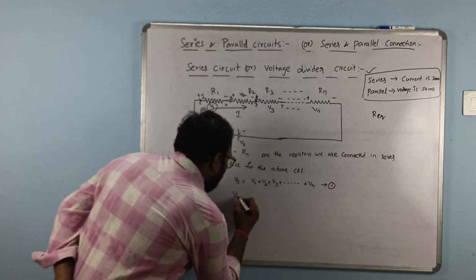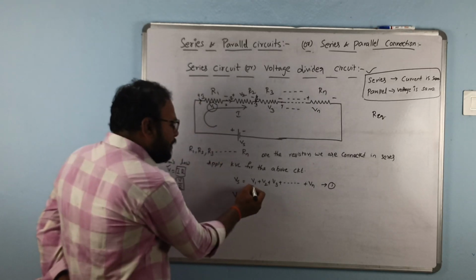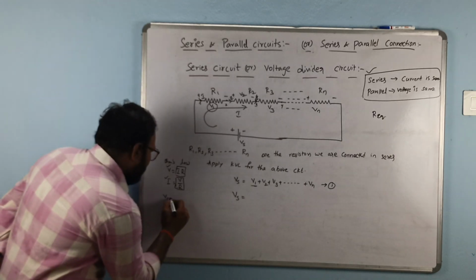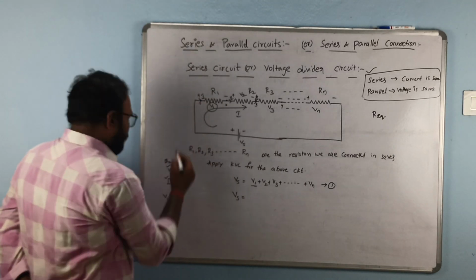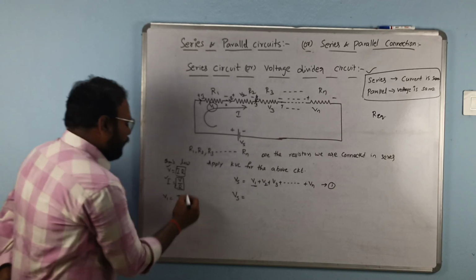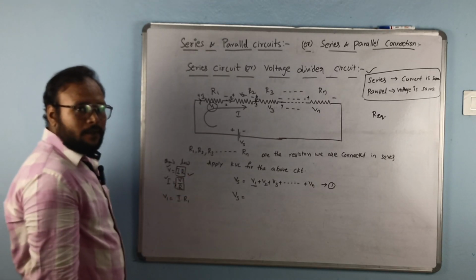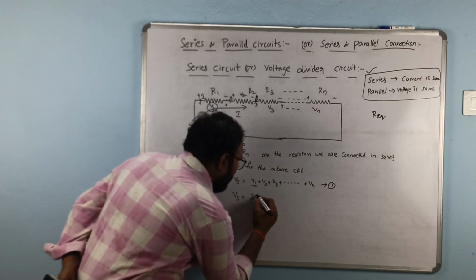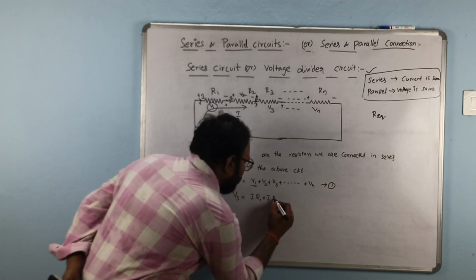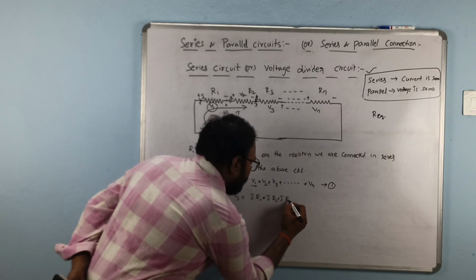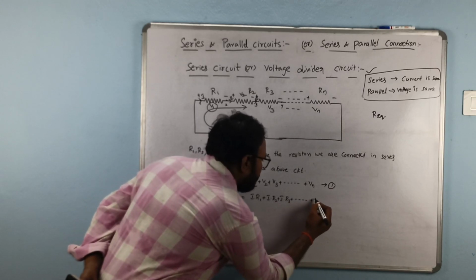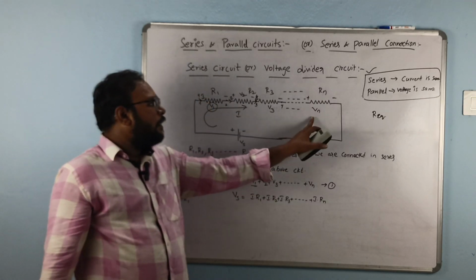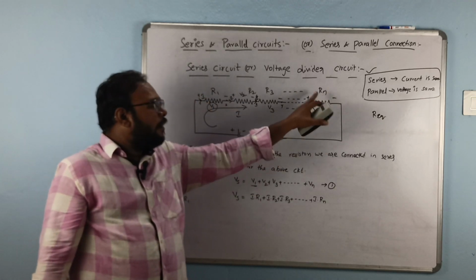So Vs equal to, what is this V1? Already we discussed in the previous video. V1 is equal to I into R1, we know that from Ohm's law. Write that: I into R1 plus I into R2 plus I into R3 plus and so on plus I into Rn. Why? Because this is the voltage drop across the resistor Rn.